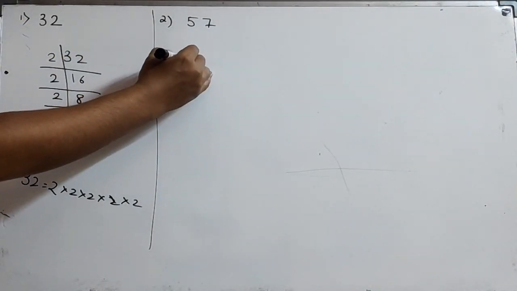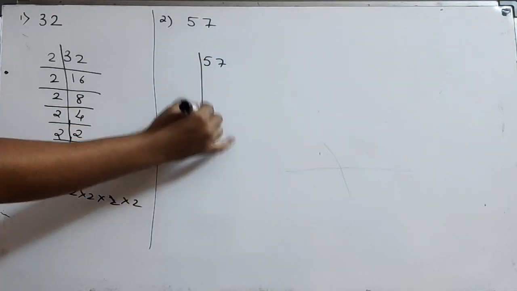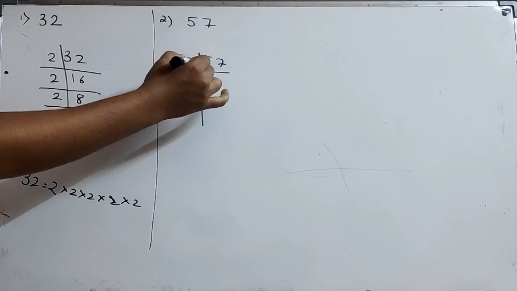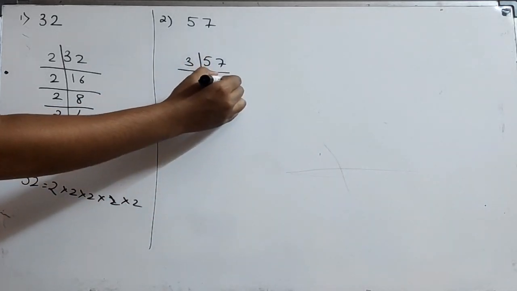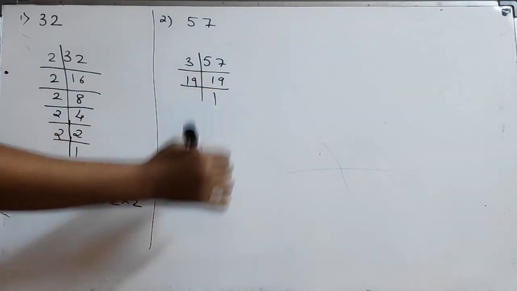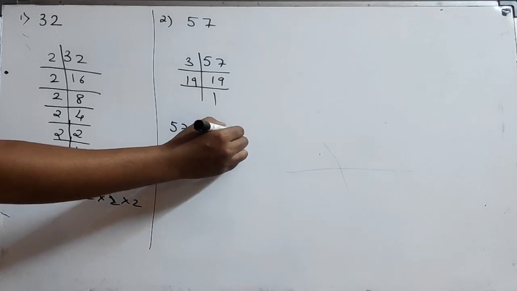So 57, vertically, you can write this as, it goes in the table of 3. 19. 19 is a prime number. 1. So 57 can be written as 3 into 19.